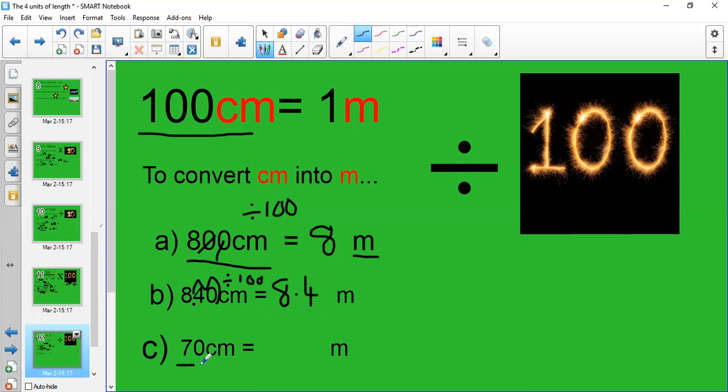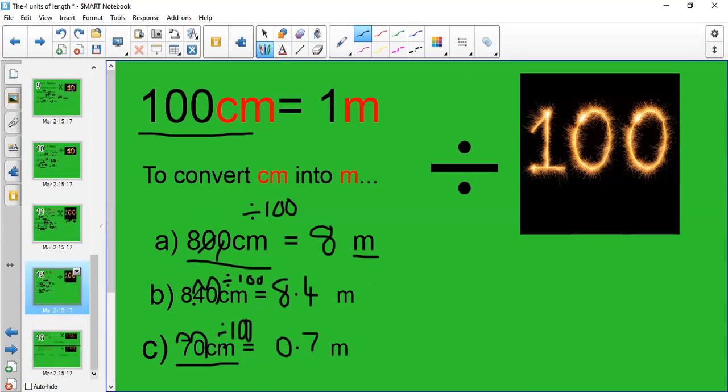Again, 70 centimeters. We were only working with 1 zero, so it's easier to move our decimal point backwards to the left by 2 places or 2 spaces. 1, 2. So 70 centimeters becomes 0.7 meters. Now I hope that makes sense. We just remember, if you're converting centimeters back into meters, you're dividing by 100.